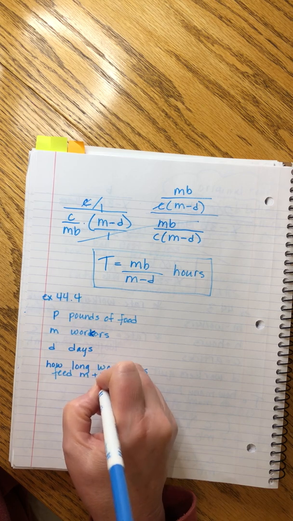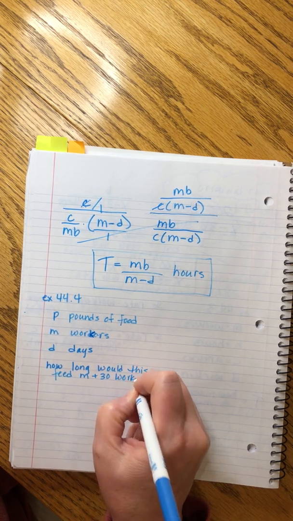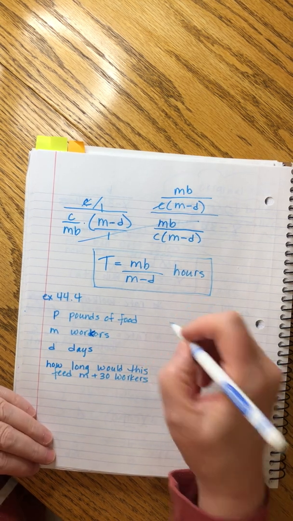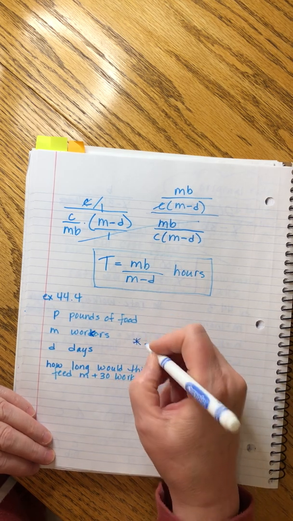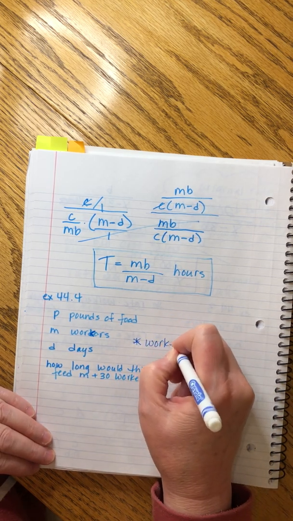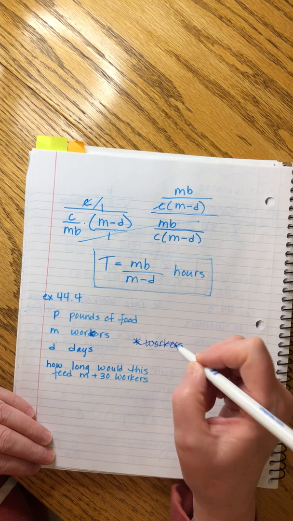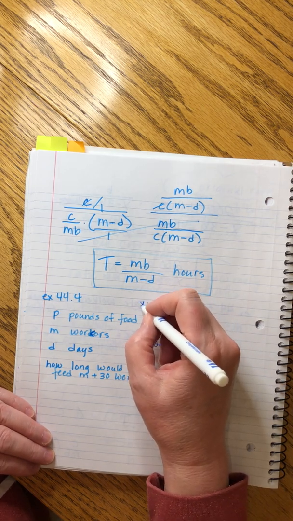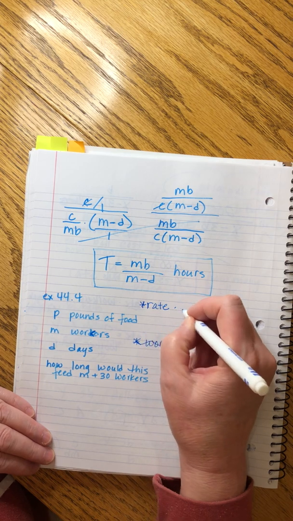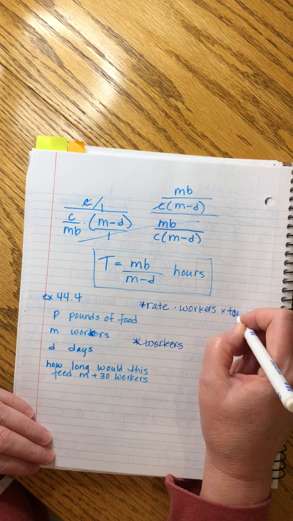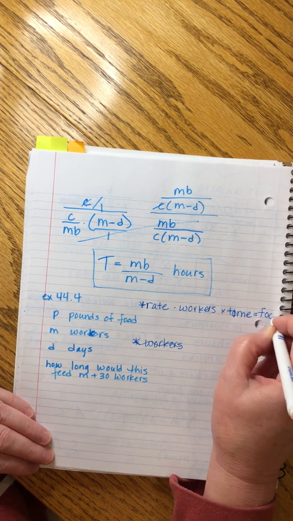M plus 30 workers. Okay, so my pen's starting to give up the ghost, so I'm switching colors, sorry. Our base equation is what we've been using before. It's going to be the number of workers times the rate. The rate always comes first. Rate times workers times time equals food. This is kind of like the baby bottle one.